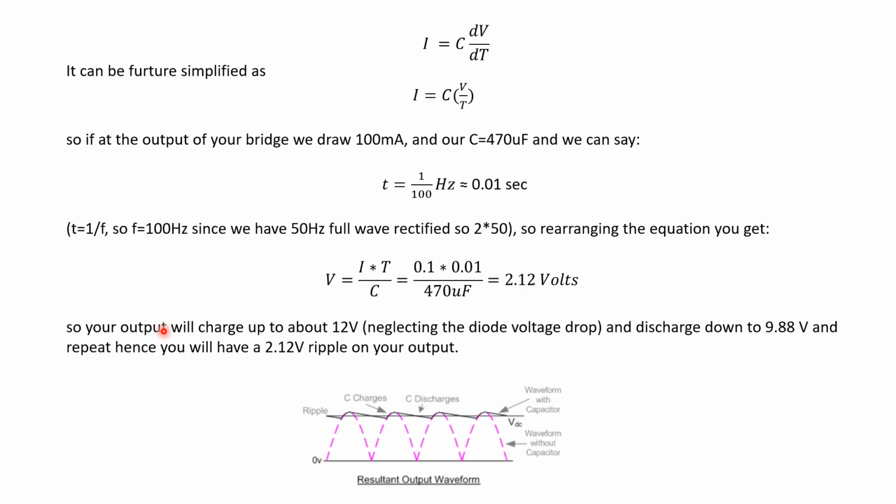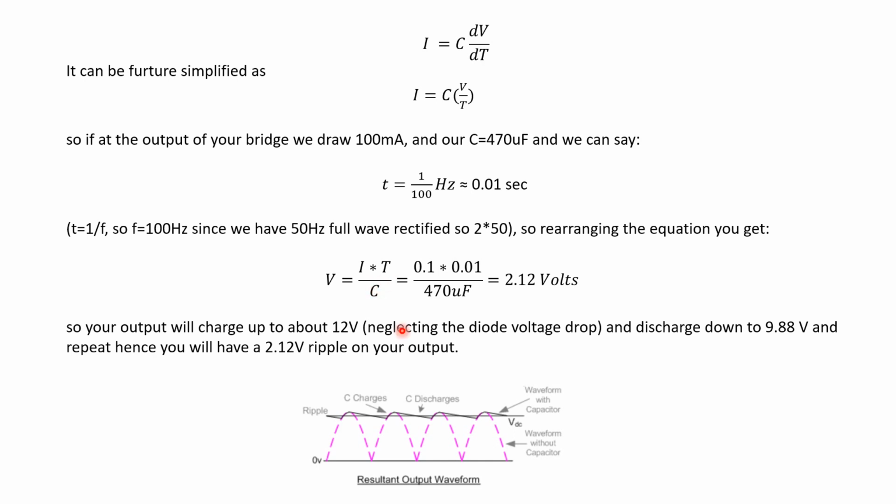So what is 2.12 volts? It shows us that the output will charge up to 12 volts if we neglect the diode voltage drop, and discharge down up to 9.88 volts. And repeat, since we have 2.12 volts ripple, the limit from top to this point will be 2.12 volts. The higher the value of capacitor we choose, the more ripple free our DC waveform will be.